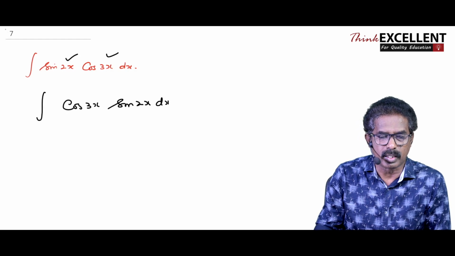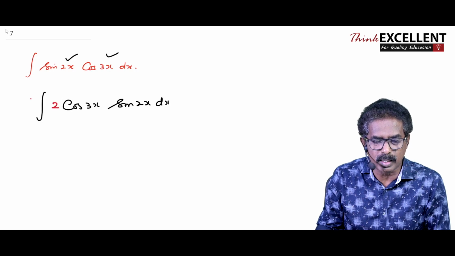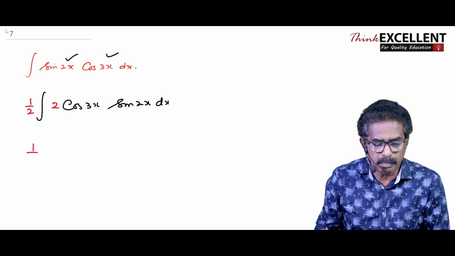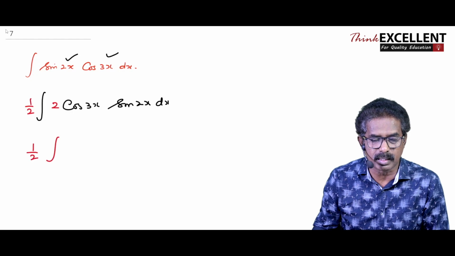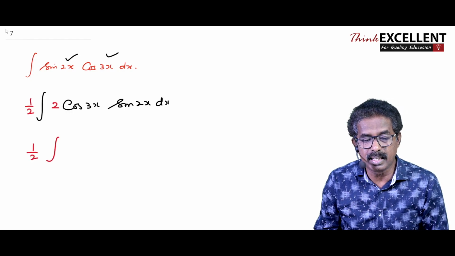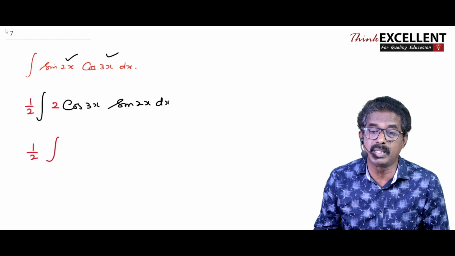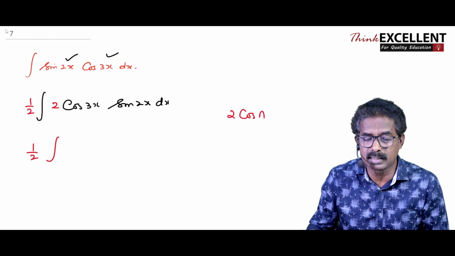Trigonometric identity use பண்ணோம்னா இது கூட ஒரு 2 வேணும். So, multiply by 2 and divide by 2. So, that is 1 by 2 integral. இது என்ன டைப்ல இருக்குன்னா 2 cos a sin b.